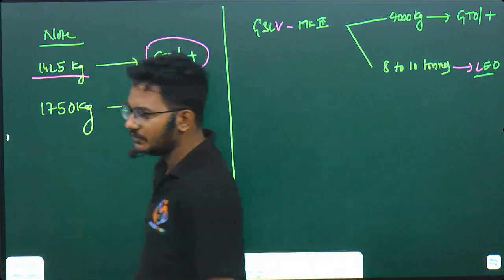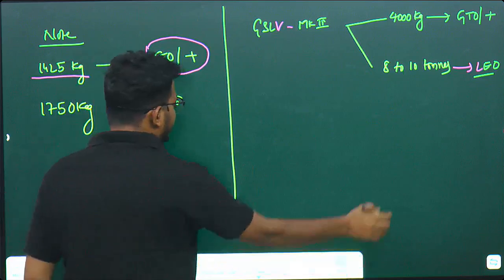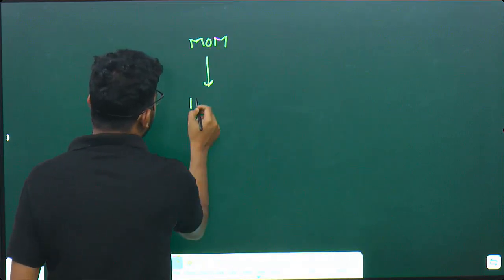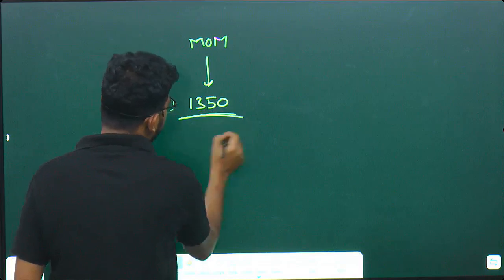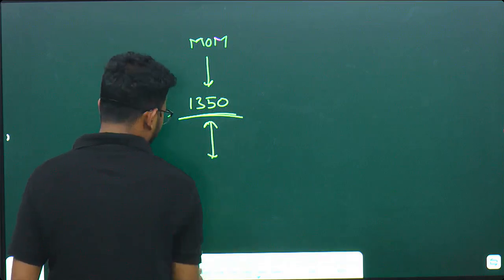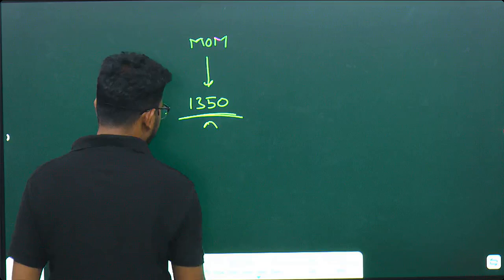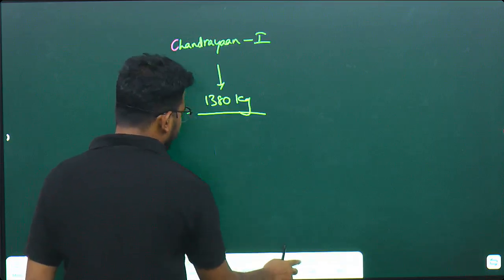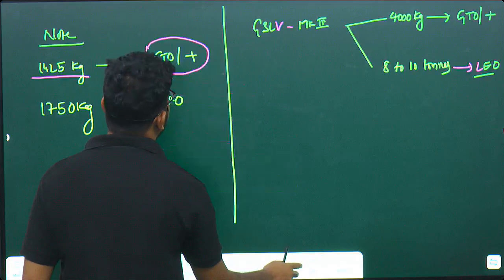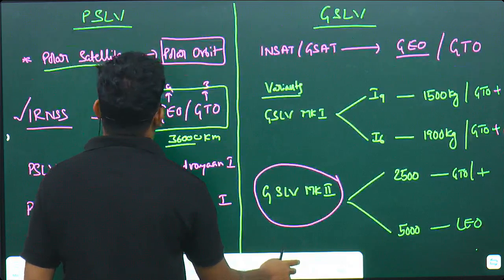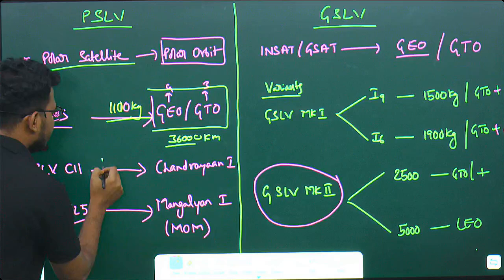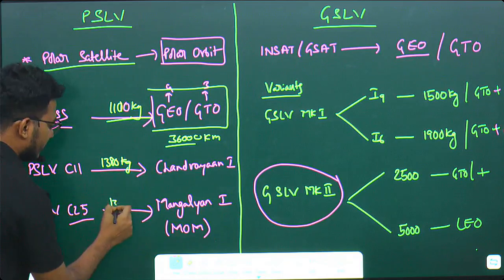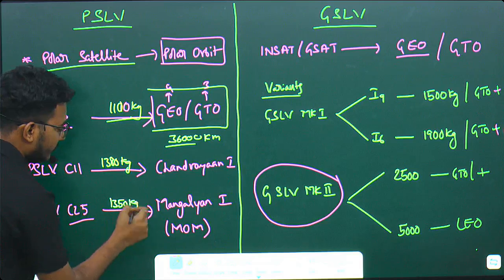Again, this Mars mission, Mission Mangal. Here the weight is 1350, so obviously we'll be using PSLV. Understood? Because of the weight, we have used these. Because this is 1380 kgs, we have used PSLV, and because this is 1350 kgs, we have used PSLV.